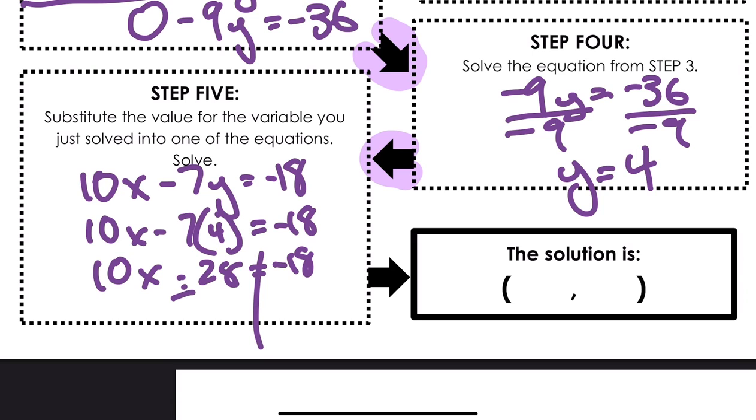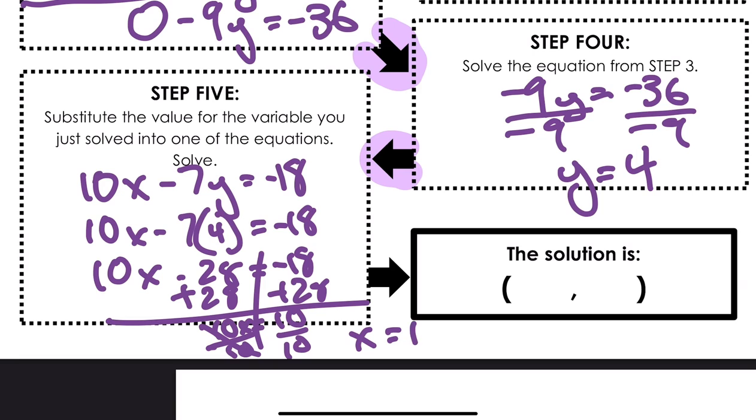So we got a negative 28. So I'm going to add that to both sides. So we'll get 10x equals 10. Divide by 10. We get x equals 1. Cool. So that just leaves our solution. Remember, that's going to be your x and then your y. Our x was 1. Our y was 4. So we have 1 and 4.